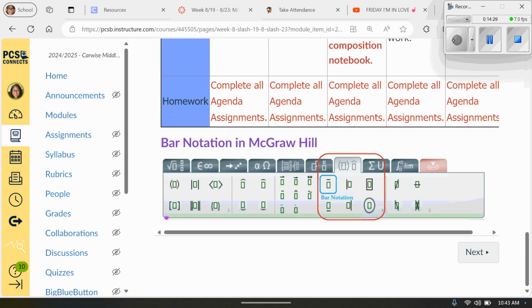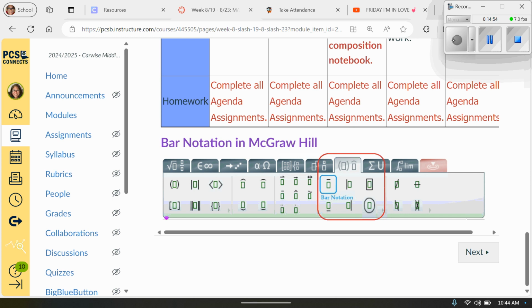This, you guys, is a picture on Canvas to show you how to put bar notation in McGraw-Hill. Does everybody see that? So you're going to use your toolbars. You're going to use this tab right there, and then this box right here, that's the bar notation. Does everybody understand that? Okay, so just like when you use fractions and the exponents, this is how you put your bar notation in your answer on the computer.